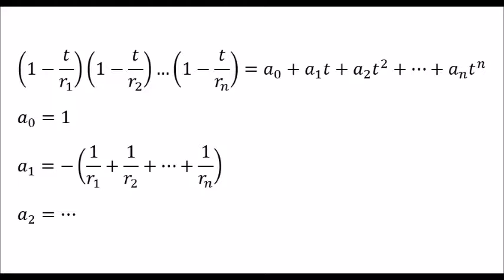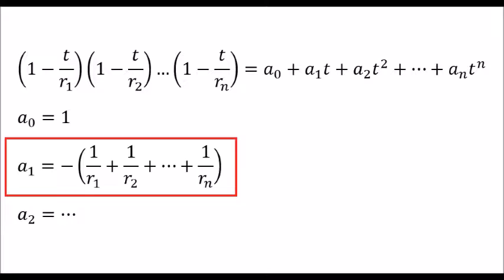Try foiling this out to convince yourself that a1 is equal to the negative of 1 over r1 plus 1 over r2 plus the sum of the reciprocal of every other root r. a2 gets a bit more complicated, but we don't really care about that for our purposes here. What I've boxed in red is the important part for now. Remember this, we will use it again very soon.